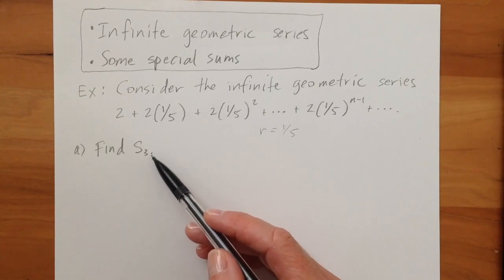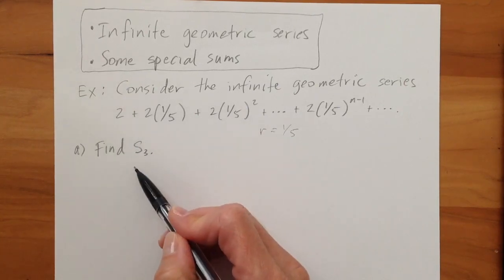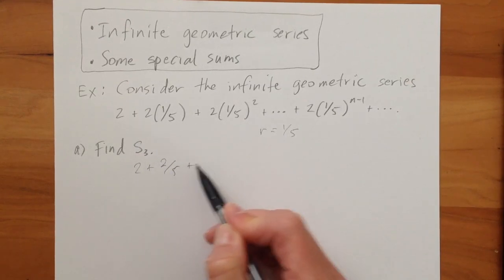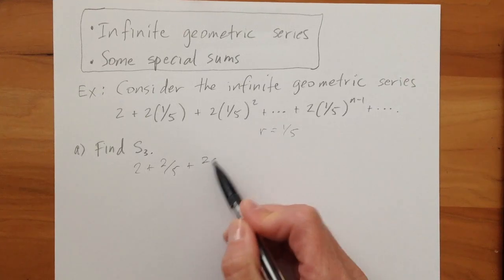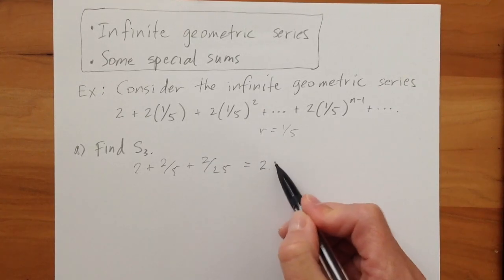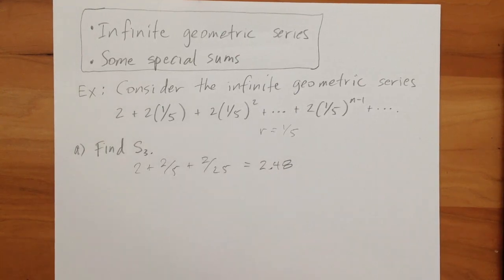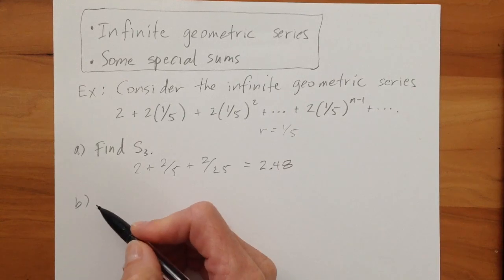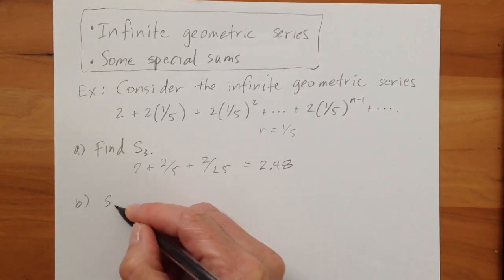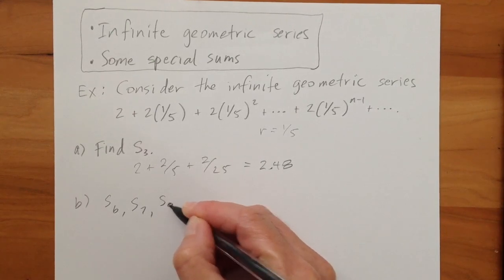So let's take a look at s sub 3. So s sub 3 will be the sum of the first three terms. So 2 plus 2 times the fifth plus 2 times the fifth squared. And so that ends up equaling 2.48. Okay? All right, why don't we find a few more partial sums? So why don't you press pause and find s sub 6, s sub 7, and s sub 8.